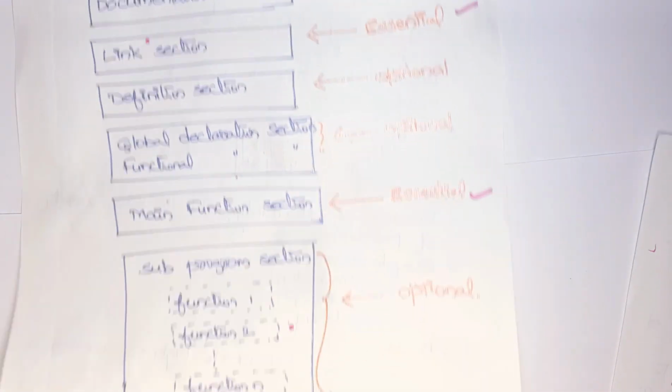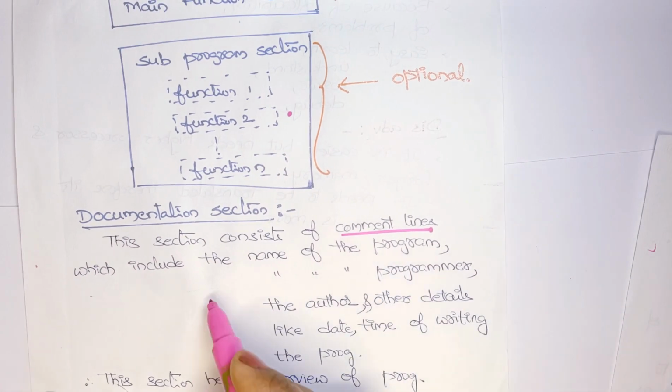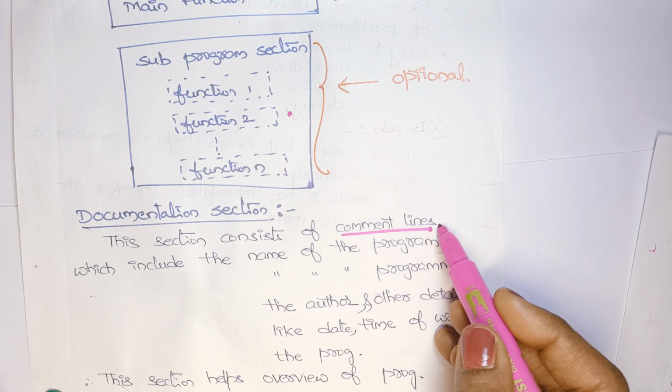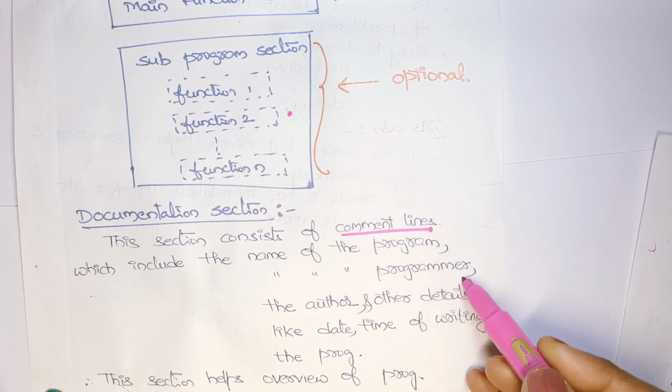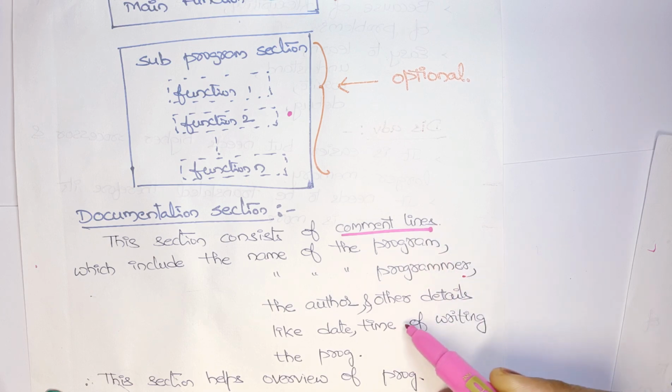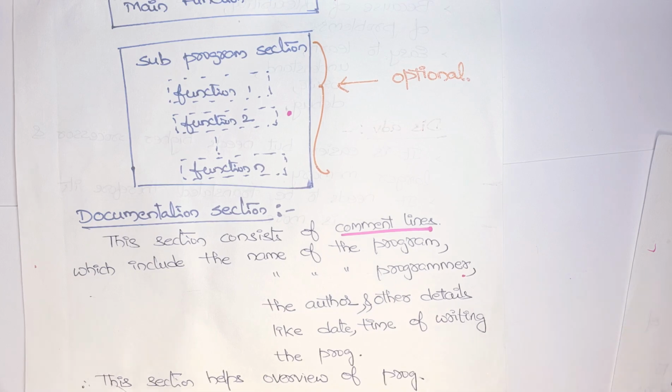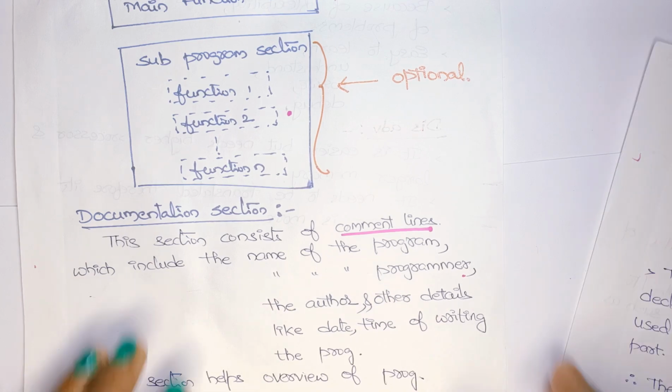First, the first section is the documentation section. This section includes comment lines. Comment lines may include the name of the program, the name of the programmer or author, and other details like date and time of writing the program. This section gives an overview of the program.